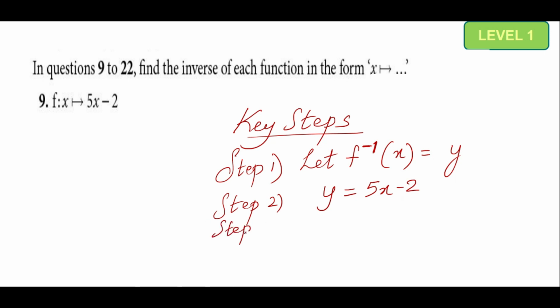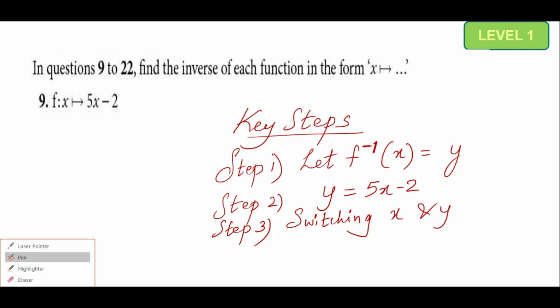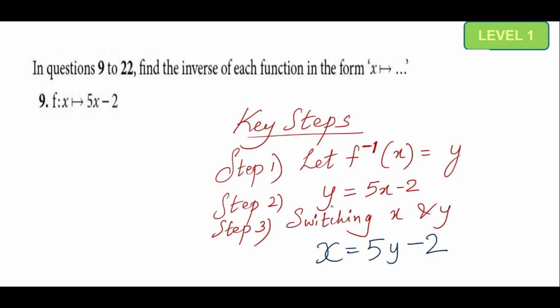Step 3 is switching x and y. So how do you do that? In place of x, you write y, and in place of y, you write x. So x is equal to 5y minus 2. Can you see here? In place of y, I have written x, and in place of x, I have written y. This is the meaning of switching here.